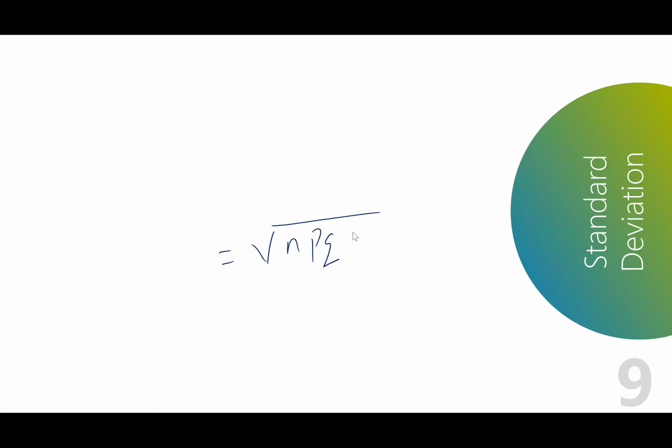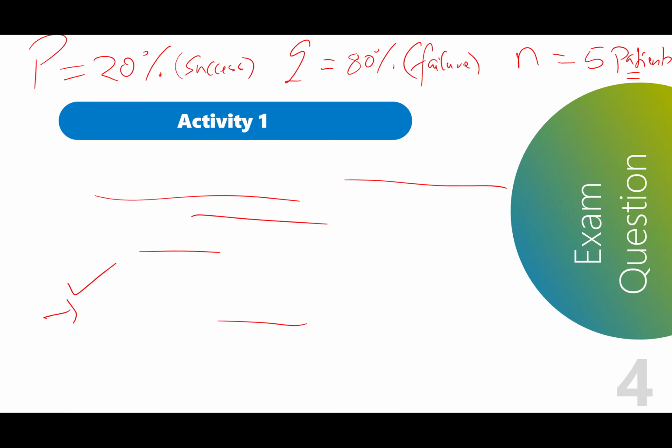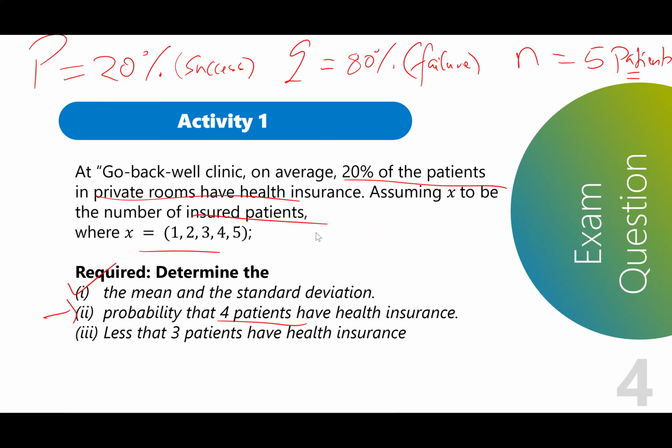Next, finally, we want the probability. If I go back to the question, just bear with me. I want to pick up that question. In Roman 3, we are done with Roman 1, we are done with the first part. Second part now, Roman 3: less than 3 patients have health insurance.